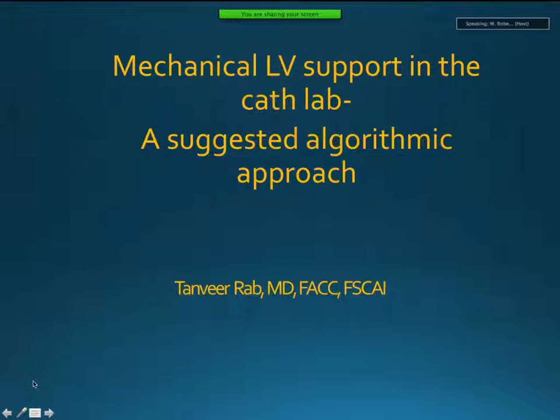So this morning, we have Dr. Tanveer Rab with us today. Tanveer is Associate Professor in the Division of Cardiology. Tanveer did his residency at Henry Ford and did his cardiology fellowship here.